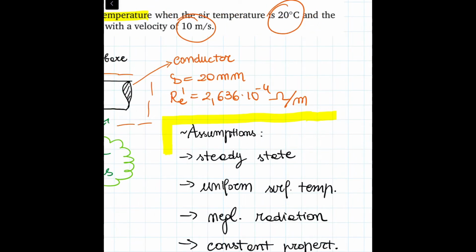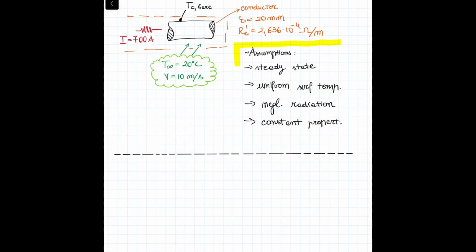Please bear in mind that by assuming uniform surface temperature along the whole wire, we are saying that what happens in one section of the wire happens along the whole wire. And therefore, the scenario we're looking at is valid for the whole length of the wire. Having said that, we can go on to solving part A. Let's now assess the conductor temperature.